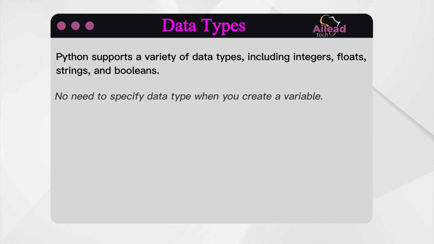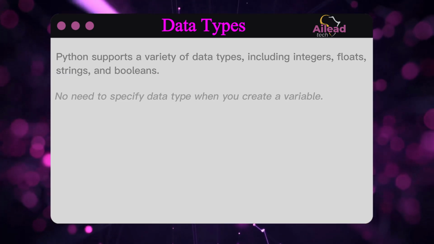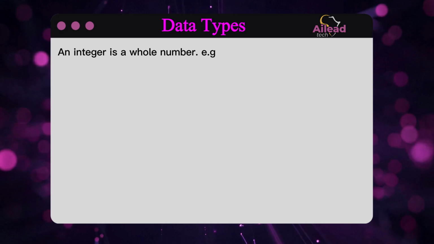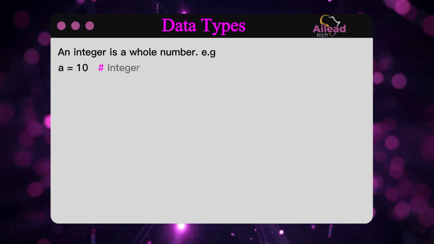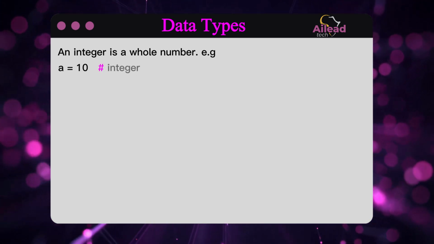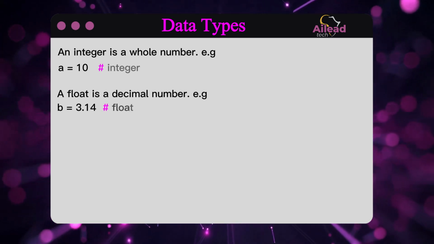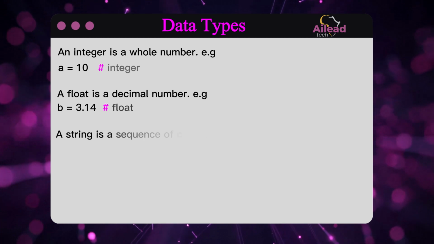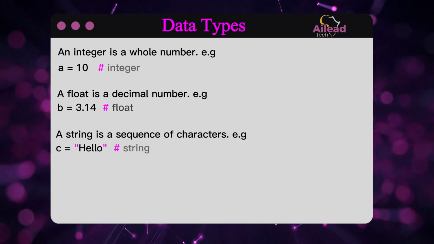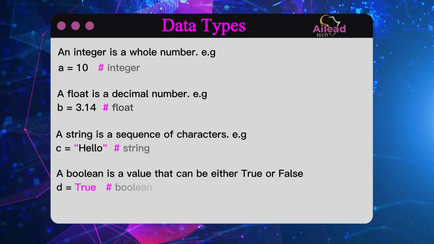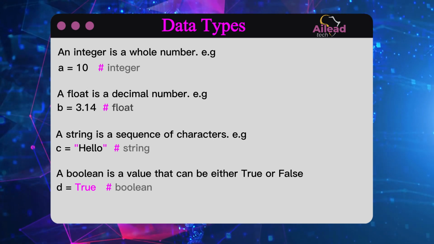Let's talk briefly about each data type. An integer is a whole number. Looking at the example, a equals 10. The number 10 here is an integer. A float is a decimal number. A string is a sequence of characters. And a boolean is a value that can be either true or false.